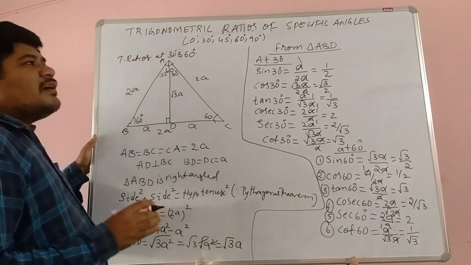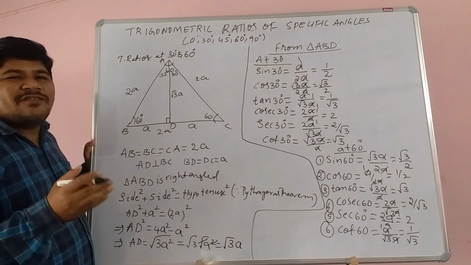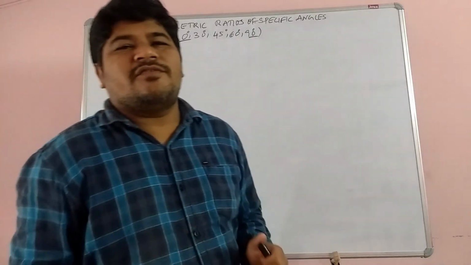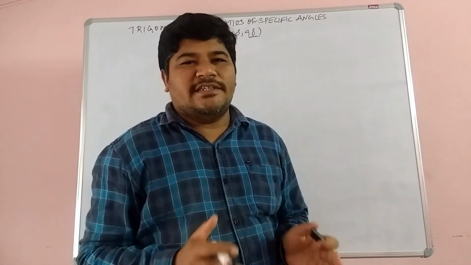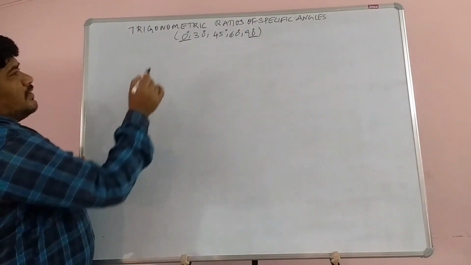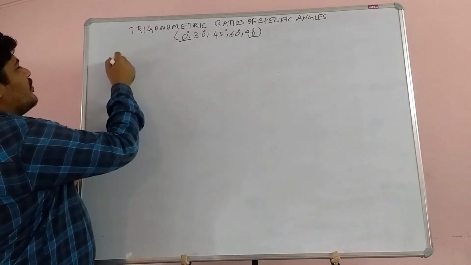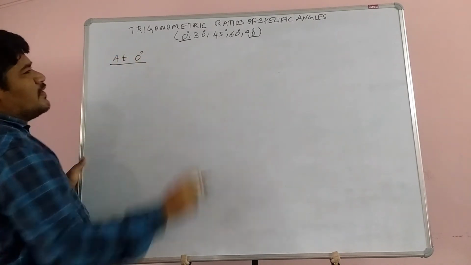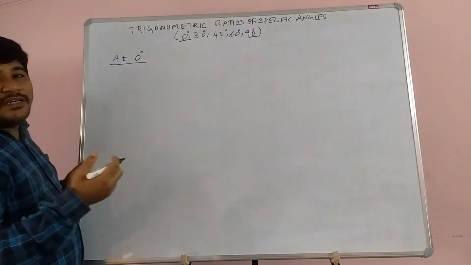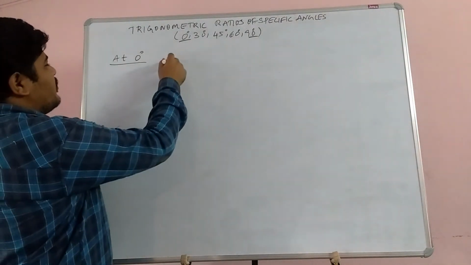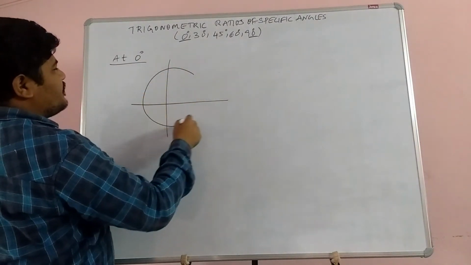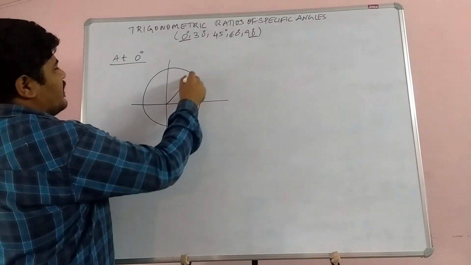So these are the trigonometric ratios of 30 degrees and 60 degrees. Now, trigonometric ratios of 0 degrees and 90 degrees. Okay, so first let's see at 0 degrees. So to prove the values of trigonometric ratios at 0 degrees, we need to take one triangle first. So here I am taking one triangle.